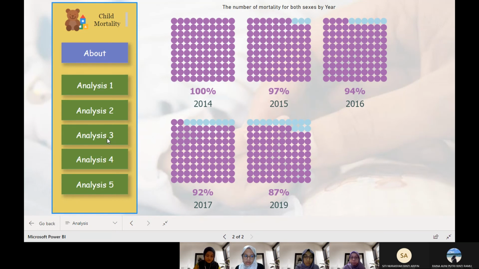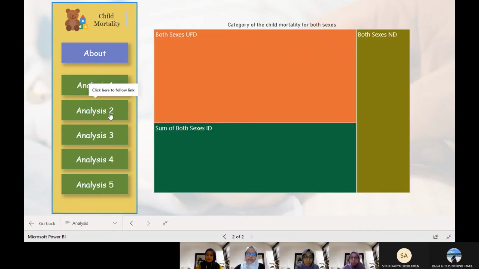So we proceed to analysis 2. The second visualization we use is the tree map graph. Tree maps are data visualizations that show how data is organized in a hierarchy. This tree map graph shows all categories of child mortality for both sexes, which include neonatal death, here we can see ND, infant death ID, and under 5 death UFD. This graph answers the second research question, which is to find which category of child mortality had the highest number for both sexes.